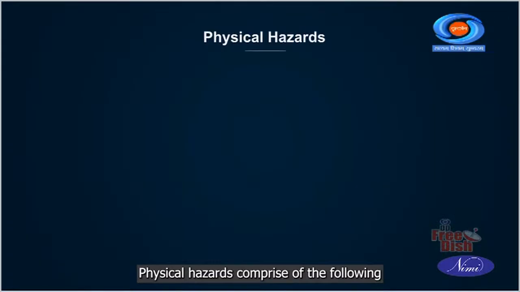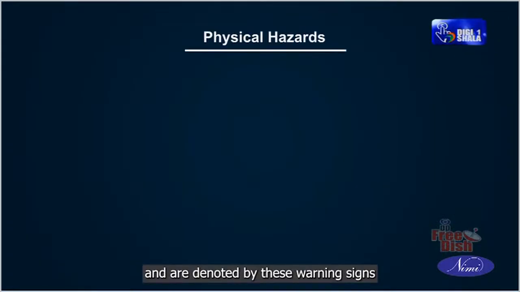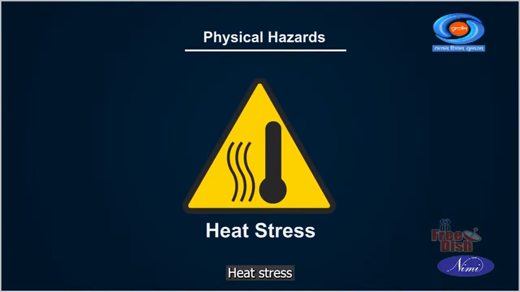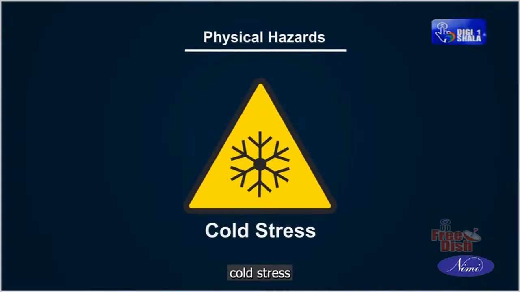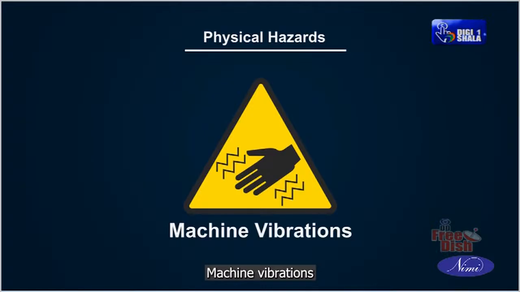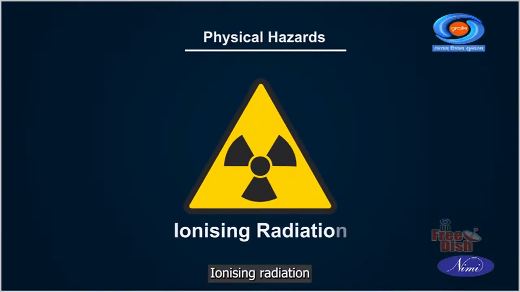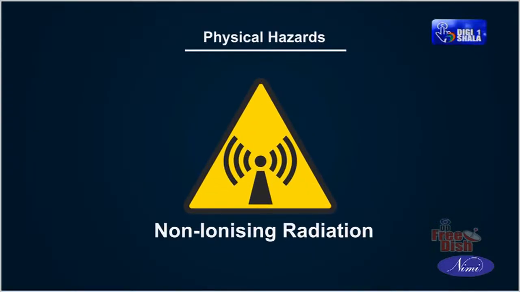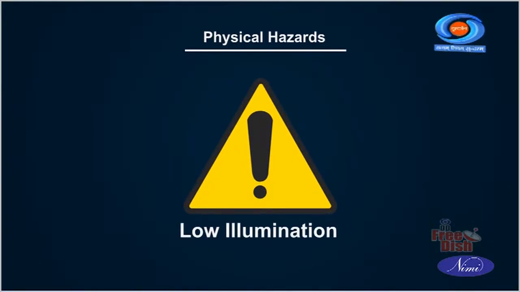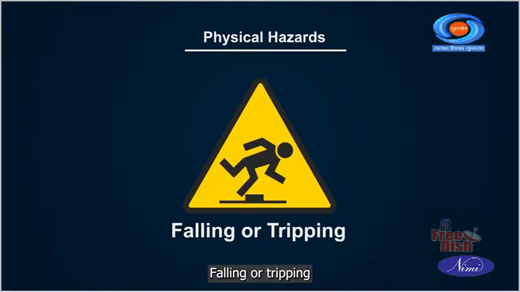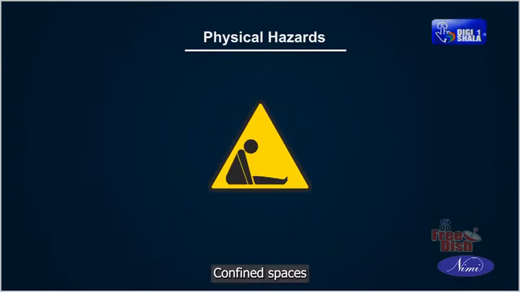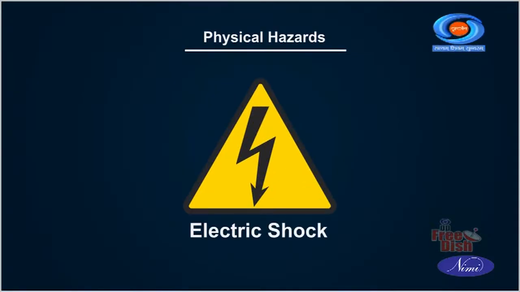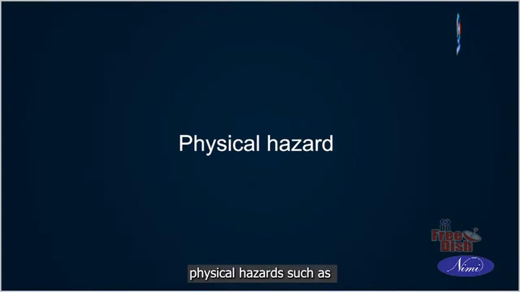Physical hazards comprise the following and are denoted by these warning signs: high noise levels, heat stress, cold stress, machine vibrations, ionizing radiation, non-ionizing radiation, low illumination, falling or tripping, confined spaces, electric shock.